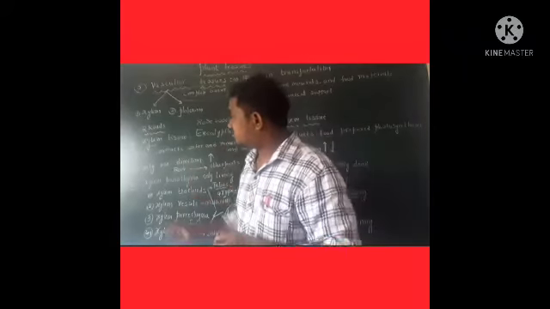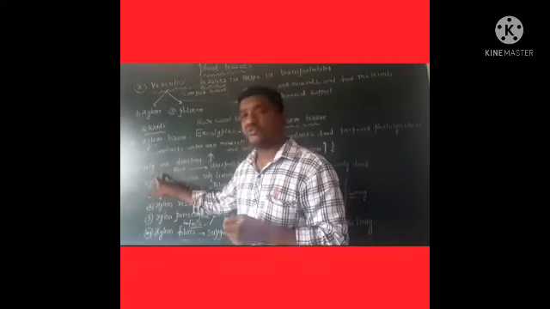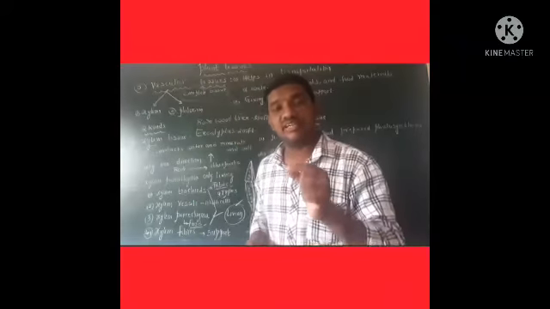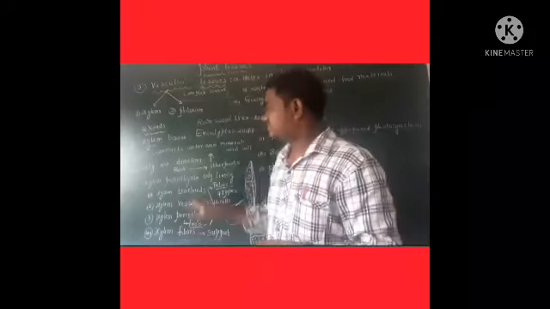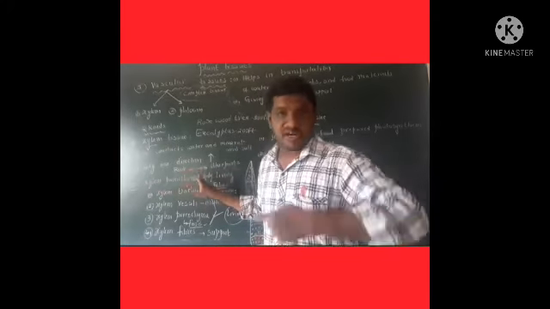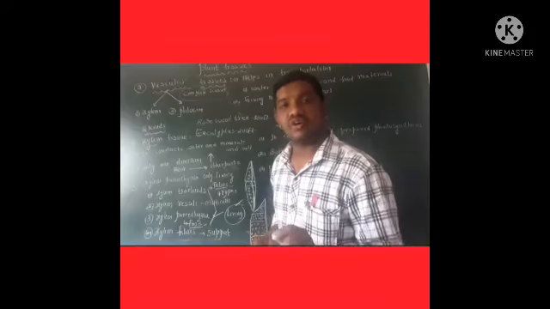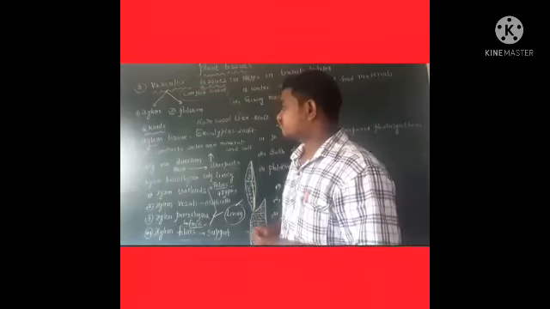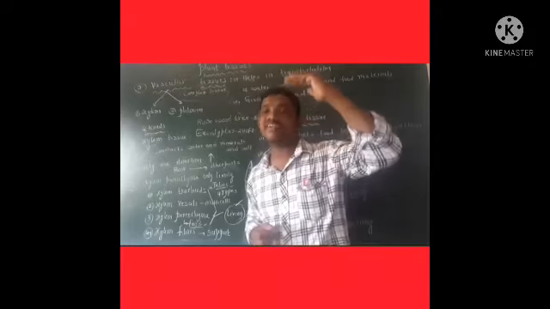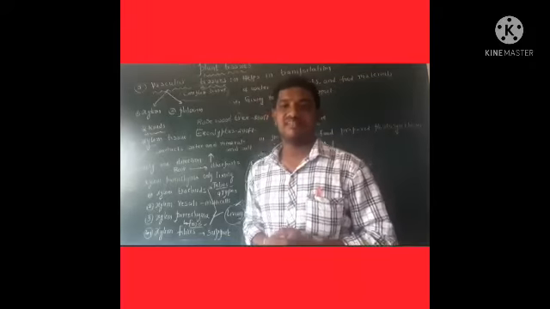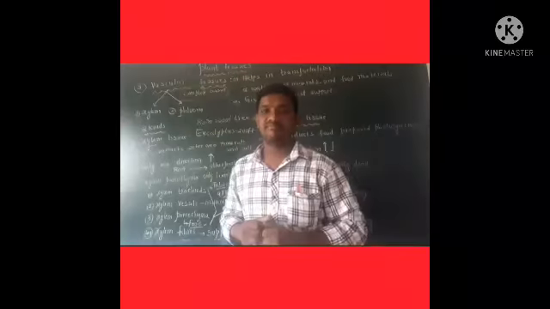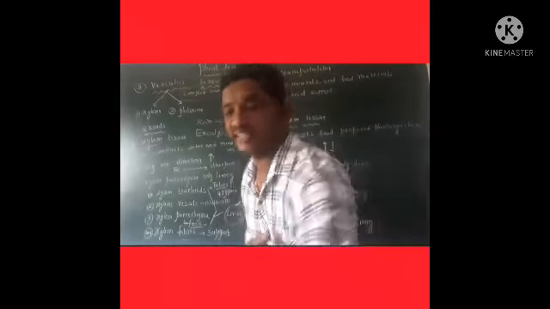Coming to second one. It can move only one direction. So it is called unidirection. See here, I have written. It can only move in one direction. That is called unidirection. Means water moves from roots to remaining parts of the plant. So this is called unidirection.